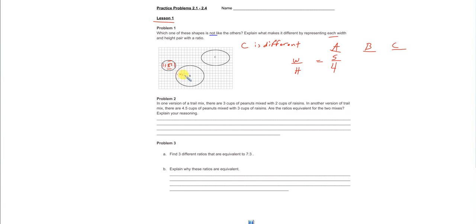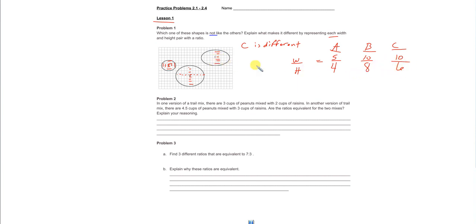1, 2, 3, 4, 5, 6, 7, 8, 9, 10 wide for B. And its height is 1, 2, 3, 4, 5, 6, 7, 8. So 10 to 8 height there. And I've counted this one before. It's also 10 across, but it's only 1, 2, 3, 4, 5, 6 tall.